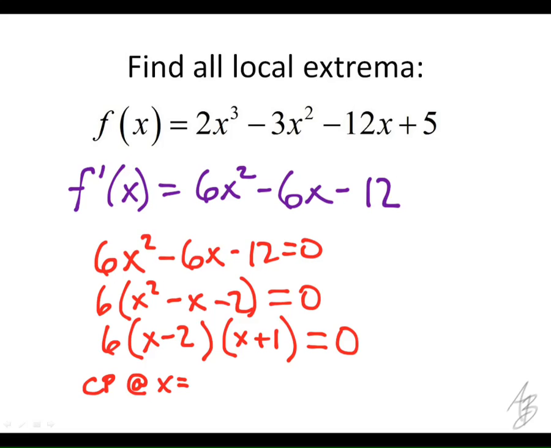When x equals 2 and x equals -1. Okay, I agree with that. Now, we could use what we know about this polynomial, in this case a cubic function, to determine whether or not those are maximums, minimums, or neither. But let's go ahead and use what we know about calculus to do that.